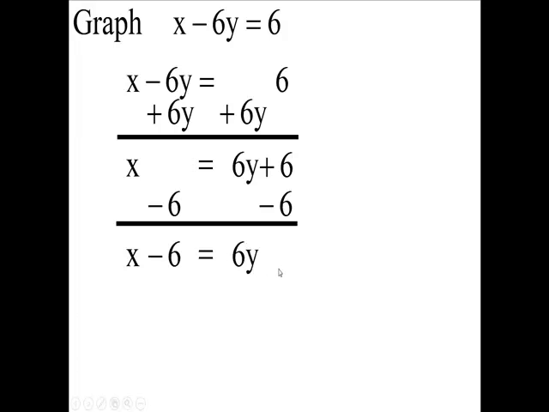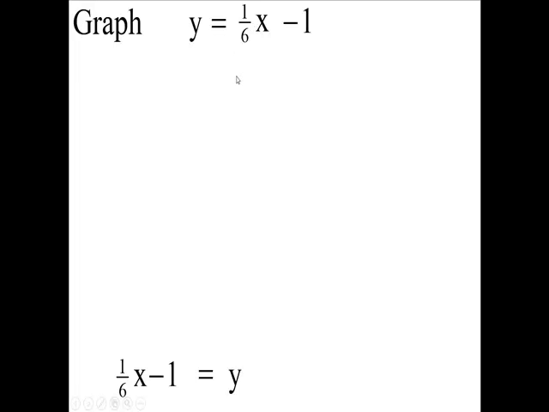Okay, now to solve this for y, we have to divide everything by 6. So divide this by 6, divide this by 6, and divide 6y by 6. Now that's going to give you 1/6 x minus 6 over 6 is 1, and that's going to equal y. Alright? So we've solved the equation for y. And we're going to copy that up here. Put the y first, and we're going to graph this equation in a few minutes.